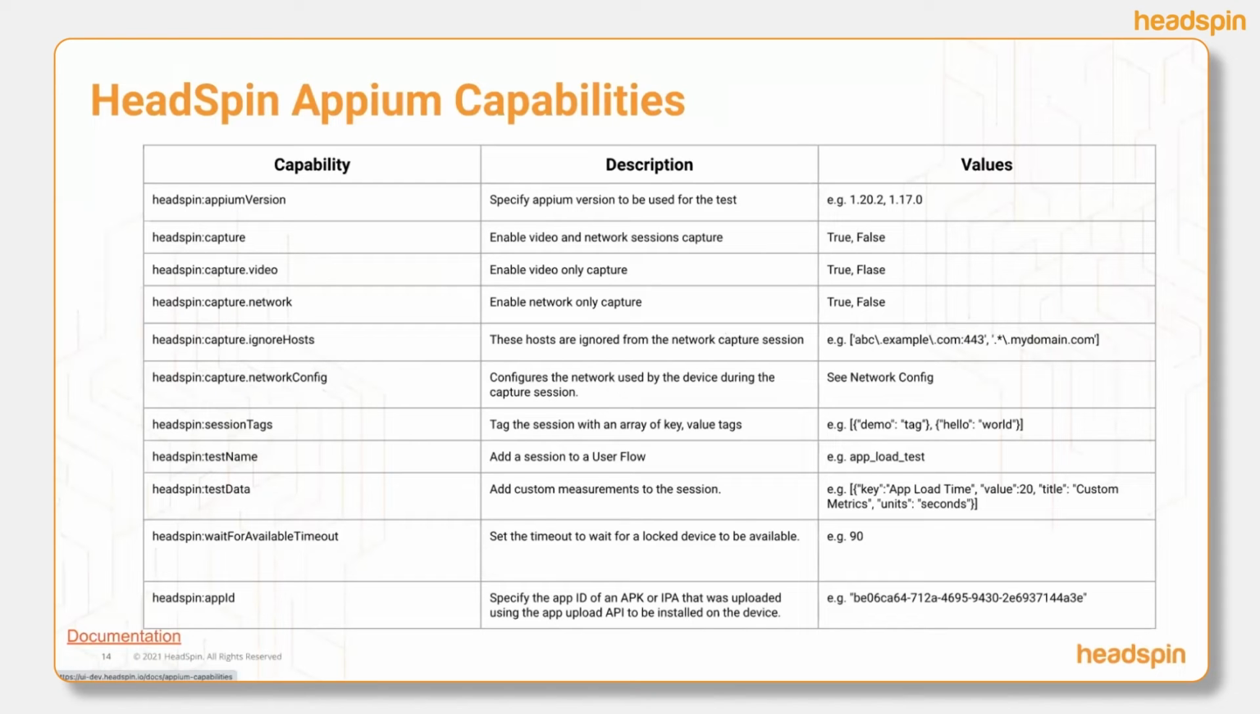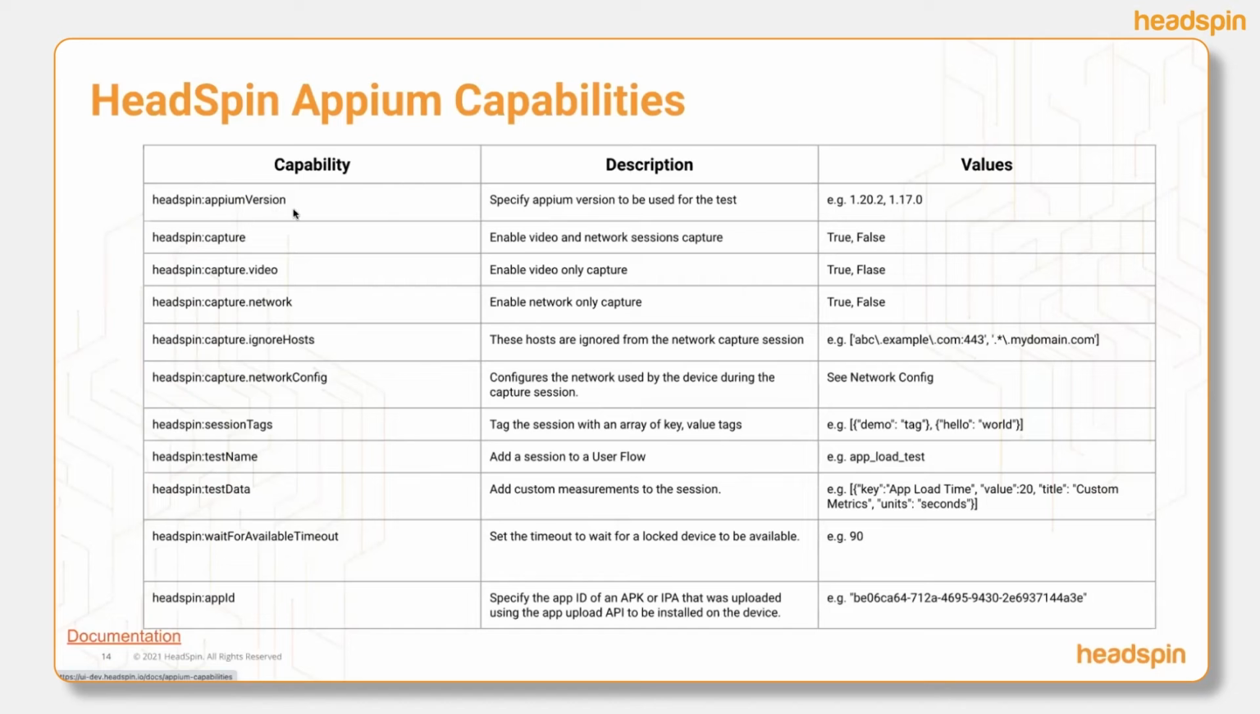I'm going blank on exactly what version is defaulted on the platform. I believe it's defaulted on a per host basis, but 1.17 is very common across the platform. 1.20, 1.21, 1.22. And the beauty of using HeadSpin Appium on HeadSpin is at runtime you can specify which version of Appium you want to use.